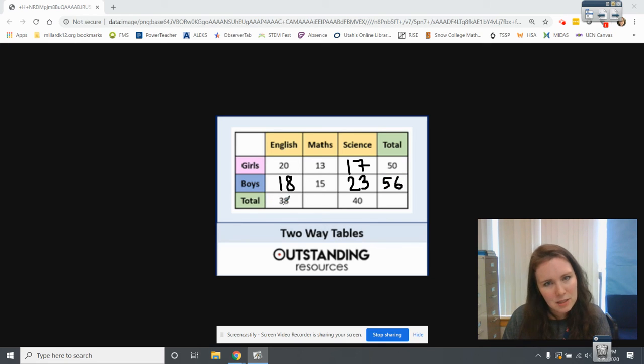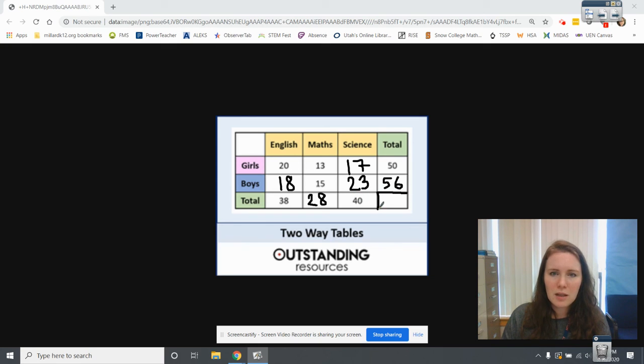And moving on down to the next, we know a total of 38 people chose English as their favorite. Math, we can just add together 13 girls and 15 boys, so 13 plus 15 is 28. 40 people total like science.